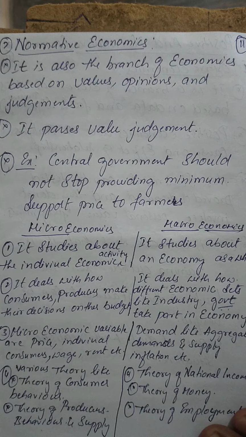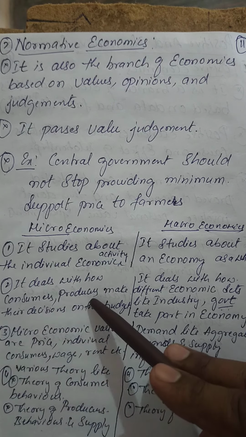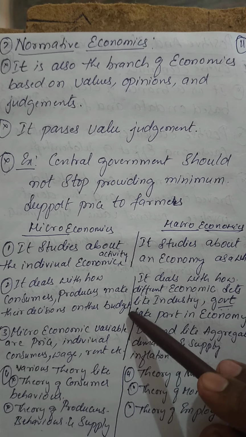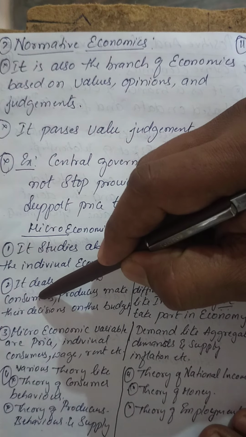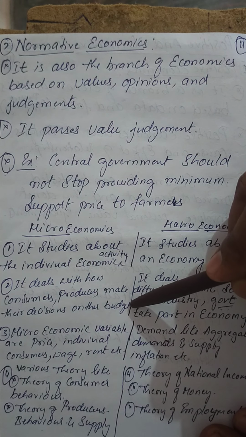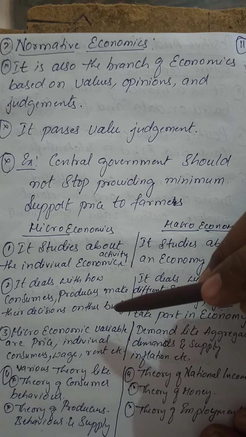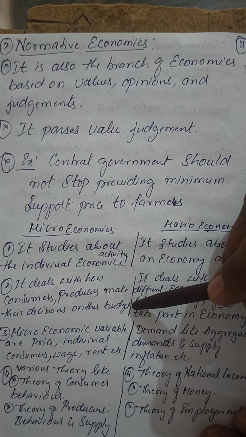Second point in microeconomics, it also deals with how consumers and producers make their decisions on their budget. This is most essential here. A consumer decides his consumption level based on his budget, what he has earned. For example, if he has earned 20 rupees and the product price is 5 rupees, now he is ready to purchase two products. If you consider two products, what will be the amount of goods he is going to purchase?